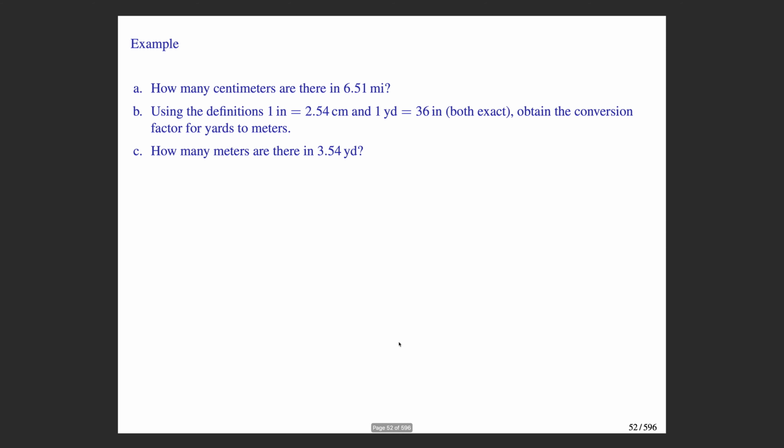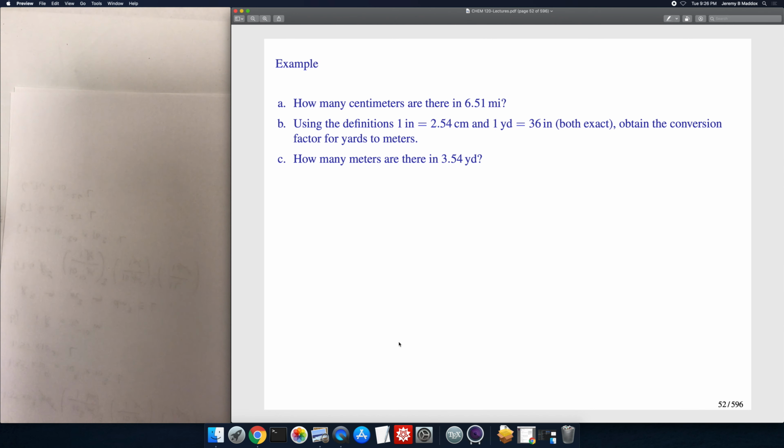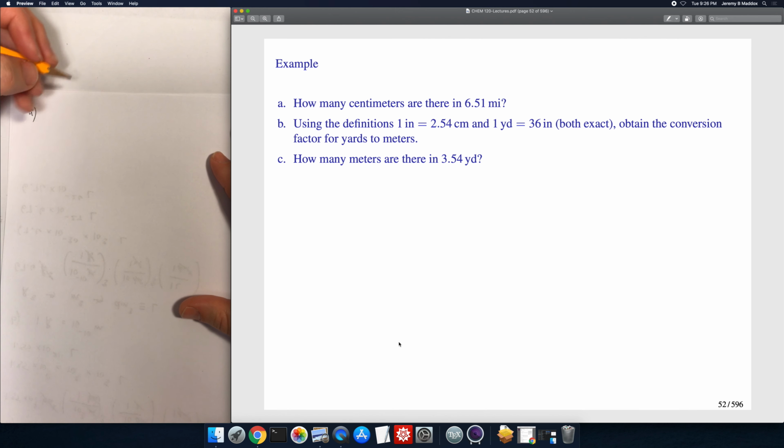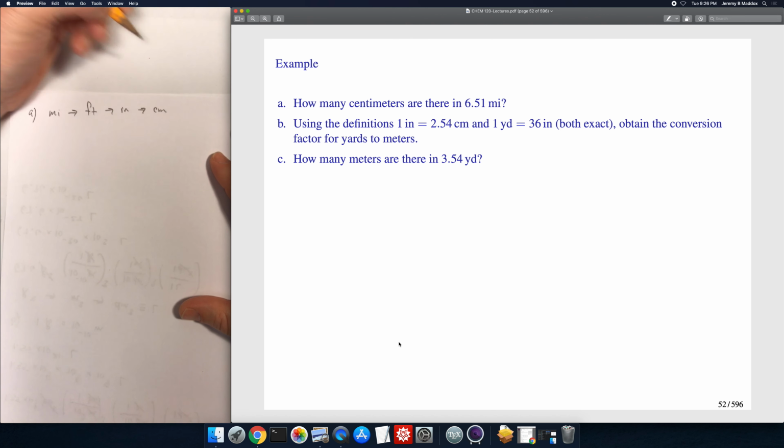Well, let's take a look at a problem involving US to SI unit conversions. So in this first problem, we're being asked to calculate the number of centimeters that there are in 6.5 miles. And so here is the strategy that I recommend that you follow for this problem. You go from miles to feet, and then from feet to inches, and then from inches you'll go to the centimeters. So this is the strategy that we want to follow.